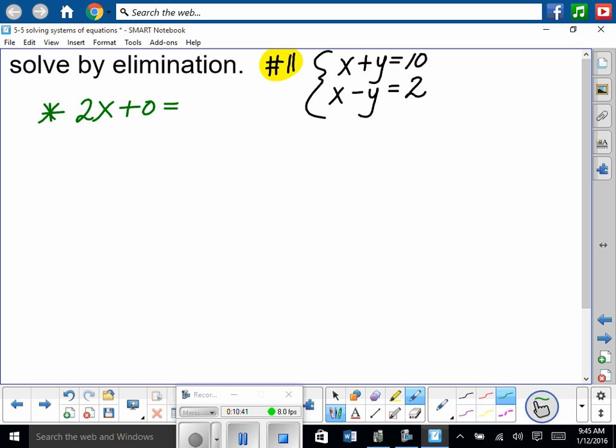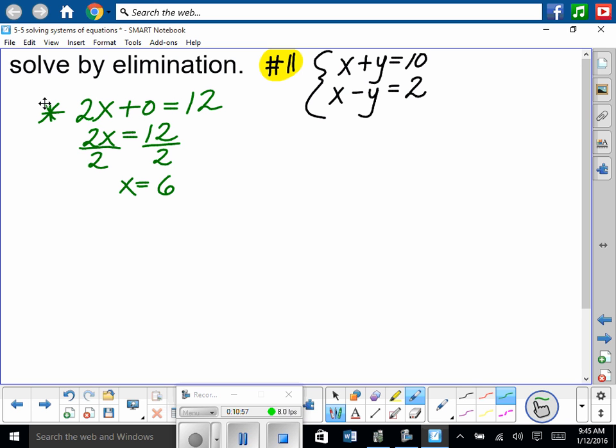I'm going to write it so we don't forget what's going on here. And then 10 plus 2 is 12. So really we have 2x is equal to 12. Now solving for x algebraically, divide both sides by 2. We get x is equal to 6.